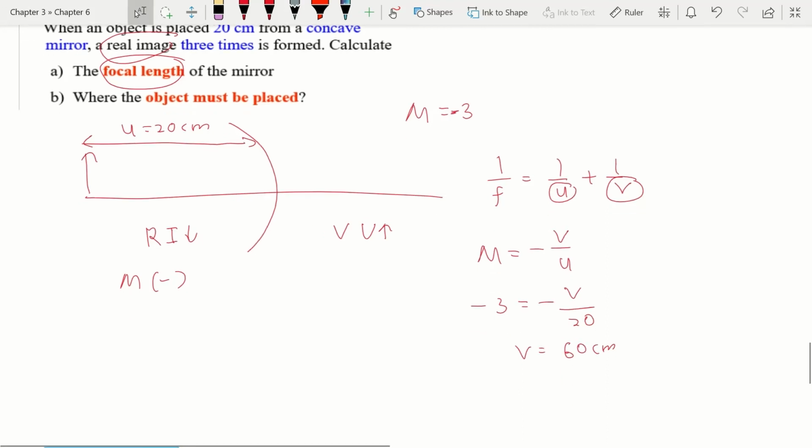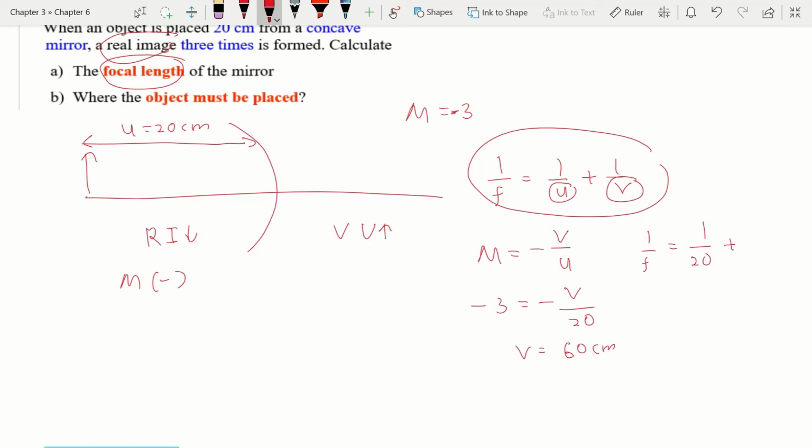So now we can put it into this equation and we can find the focal length. So 1 over f is 1 over 20 plus 1 over 60. So how much will you get for your focal length? You will get a focal length of 15 centimeter.